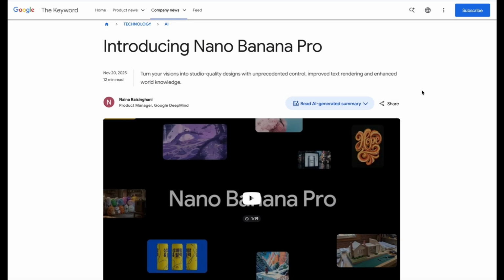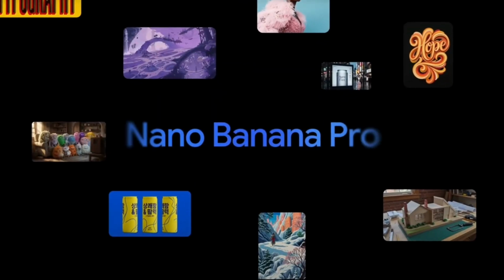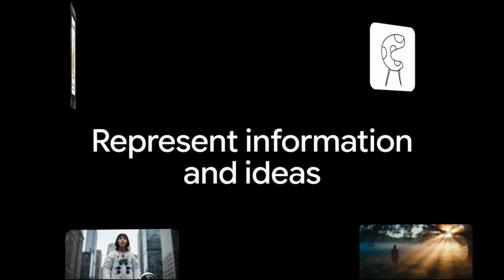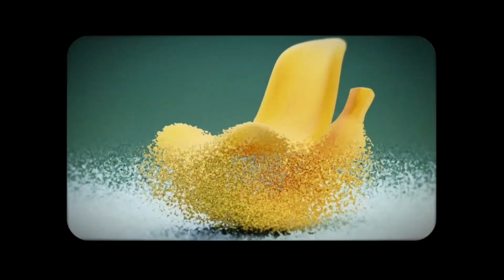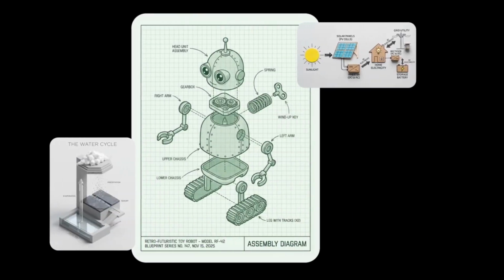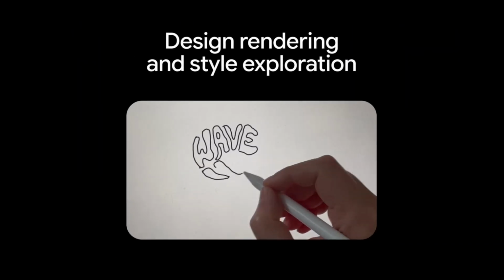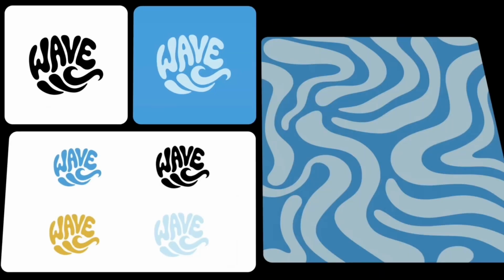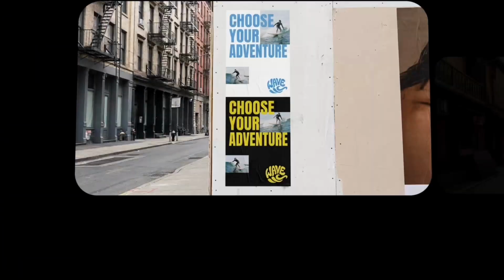Hello everyone, welcome back. If you think AI image generation is just about making cool wallpapers or funny avatars, you are officially behind the curve. Google's latest update, codenamed Nano Banana Pro, has completely changed the game. I've been testing this model heavily since the day it was released, and I can tell you it's no longer just an artist. It's a data scientist, a teacher, and a designer rolled into one.